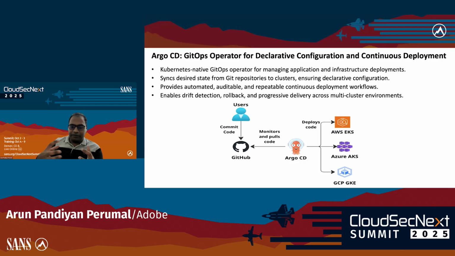Even if we want to perform a rollback, we can use the templates we have to restore the infrastructure. It also enables advanced capabilities like drift detection when something changes unexpectedly. We can enable rollbacks if something goes wrong.